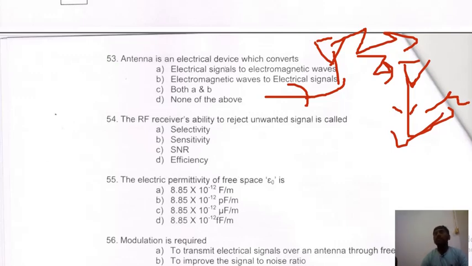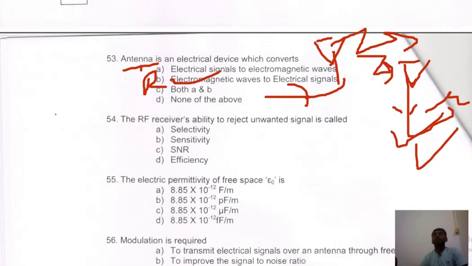At the receiving side, the electromagnetic wave comes to the antenna, and the antenna converts this wave into an electrical signal. So the antenna works in both ways. At the receiver side it converts electromagnetic waves to electrical signals, and at the transmitter side it converts electrical signals to electromagnetic waves. This is the transmitter side and this is the receiver side.